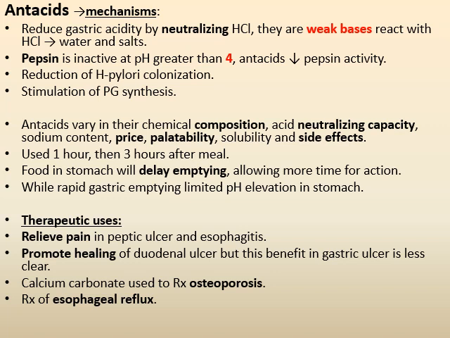What are the therapeutic uses in all types of acid peptic disease? To reduce the pain, to promote the healing in esophageal reflux. Why? Because it will neutralize the acid and reduce the pain and the burning sensation and reduce the belching that happens. In addition to this, we can use it as a source of calcium when we use calcium carbonate as an antacid. Where do we need it? In the treatment of osteoporosis.